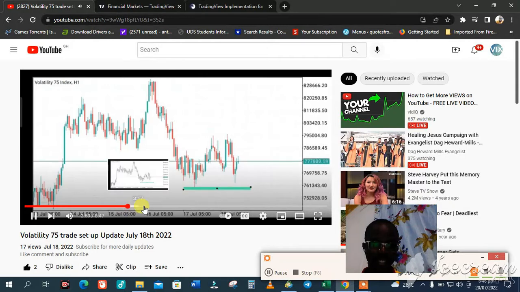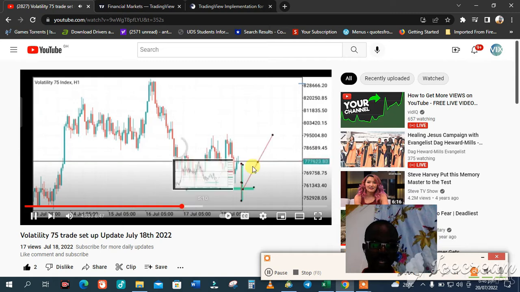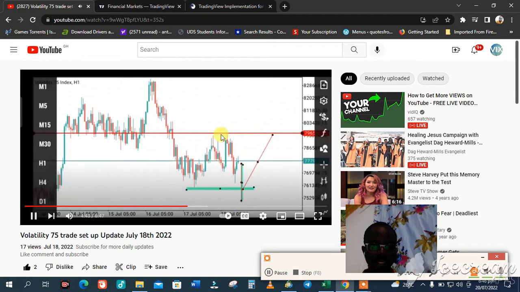So here we are on volatility 75 two days ago, and this trade showed you exactly what was going to happen. My signal showed that my premise was expecting the market to take a bullish liquidity down here. So this is my premise. Look at this, and this should be your take profit level.